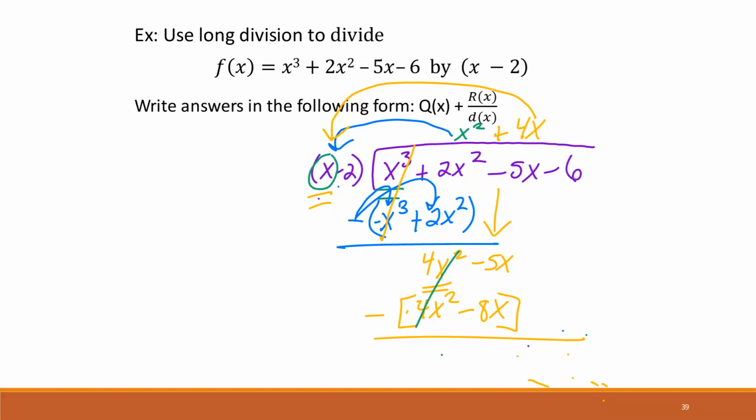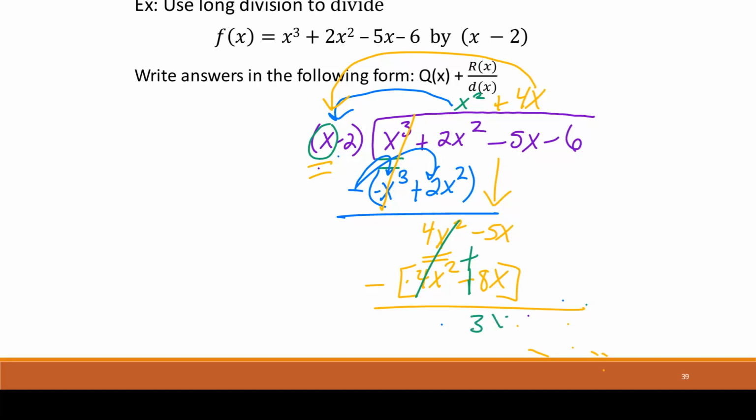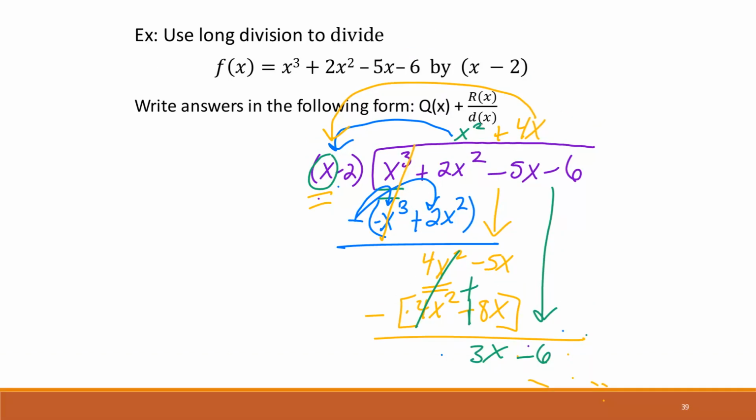So these two cancel, and we're left with negative minus minus. So this becomes plus here. So we get negative 5 plus 8 will give us positive 3. So we get 3x there. Bring down our minus 6. So again, now we're trying to get 3x from an x. So we need to multiply times 3.